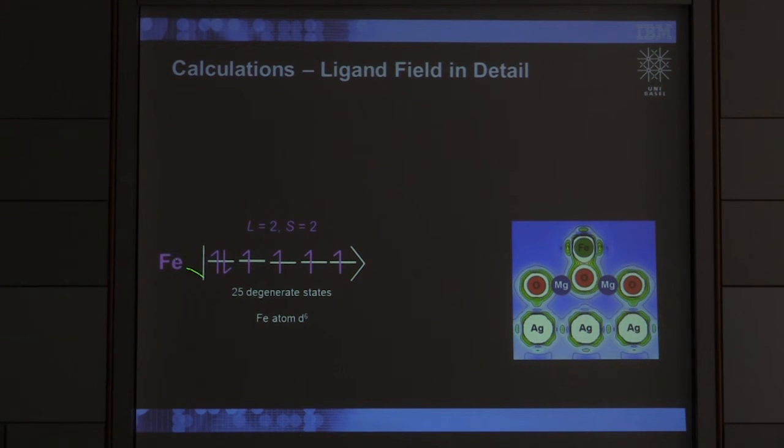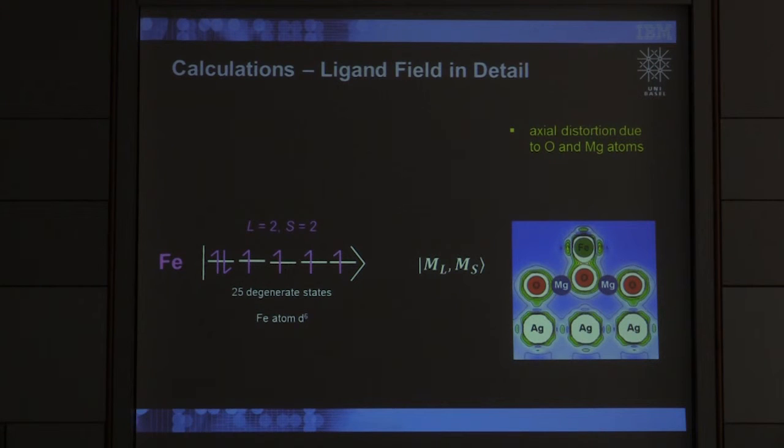So basically, all the states of this lowest part, there are 25 degenerate states, and they all consist of different linear combinations of these kind of multi-electron wave functions. And I'll just simply label them with their ML and MS quantum numbers.